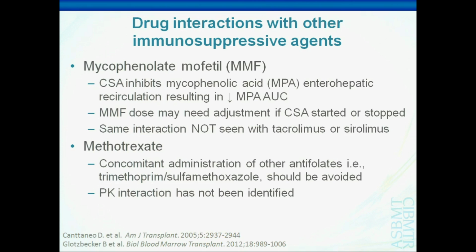We know that methotrexate is a very well-known drug interaction with other antifolates and is an absolute contraindication to administer these agents together, such as Bactrim. Giving them together could lead to some serious adverse effects from methotrexate, such as very severe bone marrow suppression and even reports of death in patients. So although it is a very well-known interaction, the PK interaction has yet to be fully identified as to why this happens.